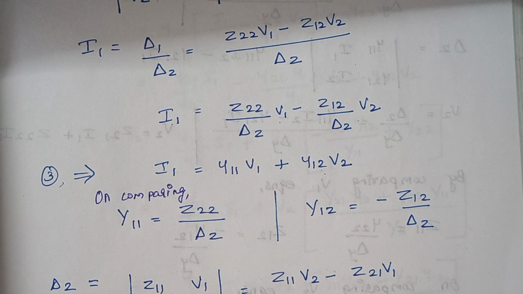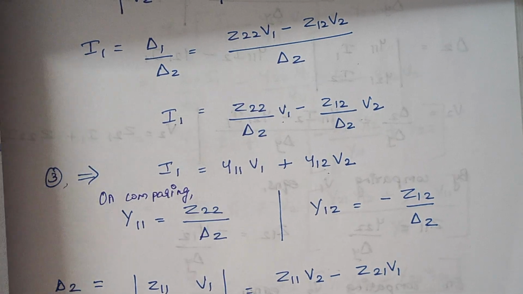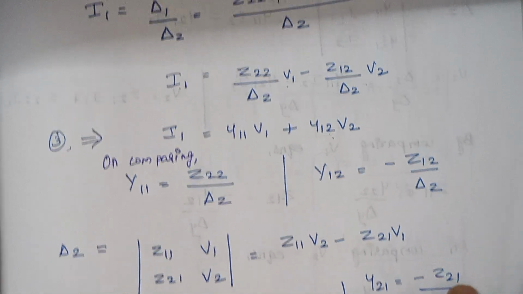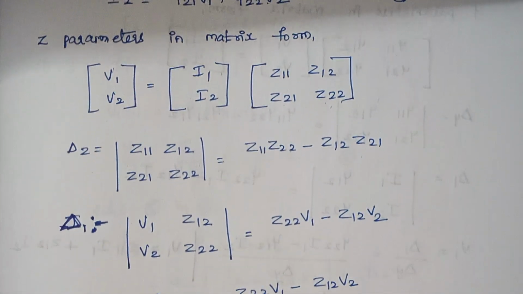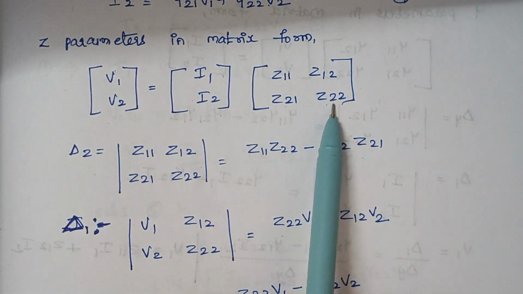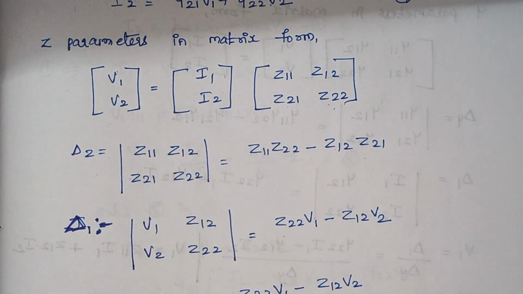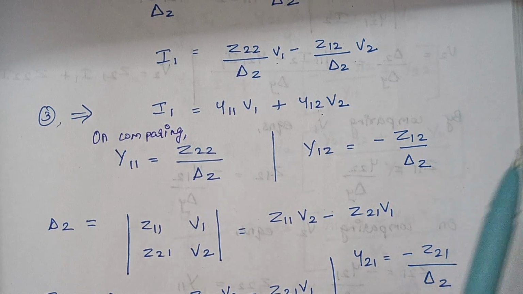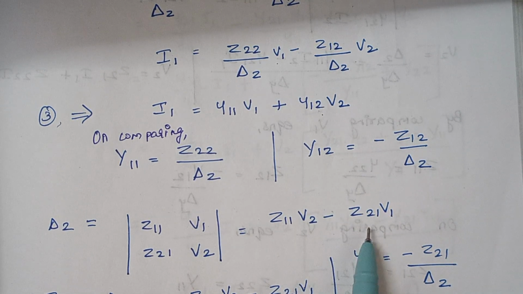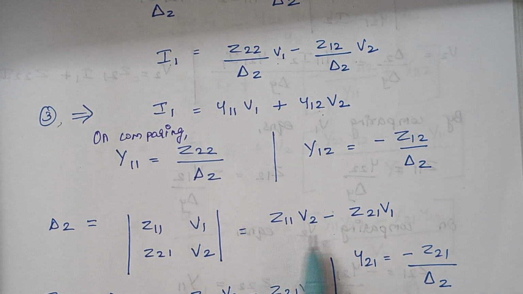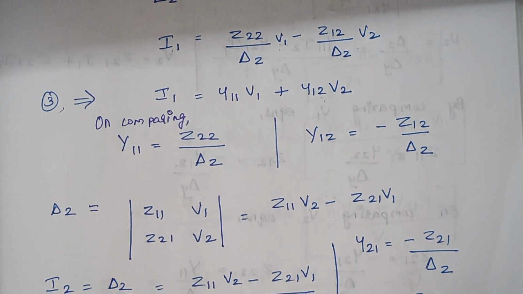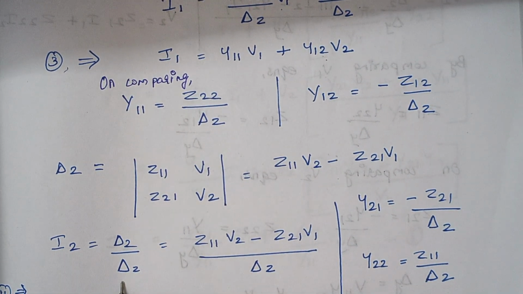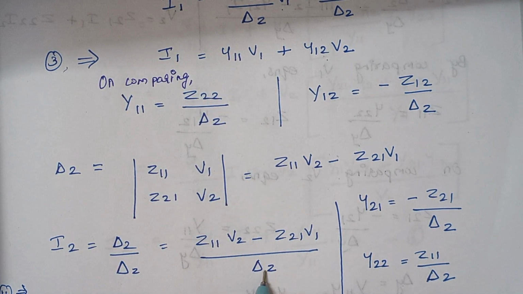Similarly, we have to find the remaining two parameters. For that, we are calculating our del 2. So how to calculate del 2? As usual, we have to replace the second column by this value. When you replace and calculate here, we come up with del 2 as Z11 V2 minus Z21 V1. So this is our del 2. Now how to find I2? I2 is nothing but del 2 by del Z. Therefore, just substitute the values here.